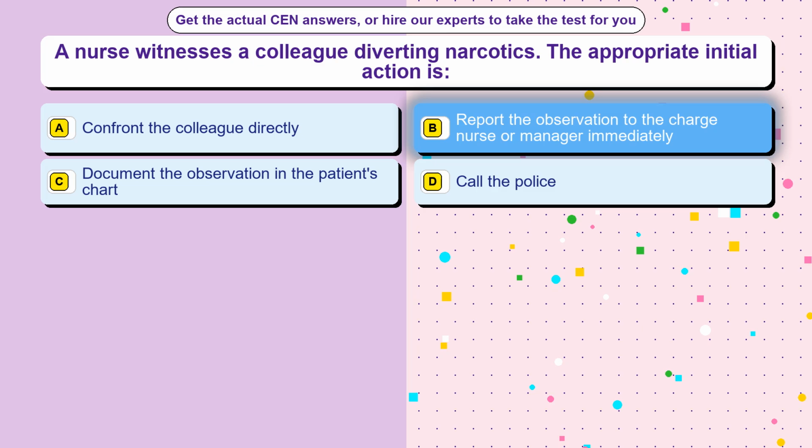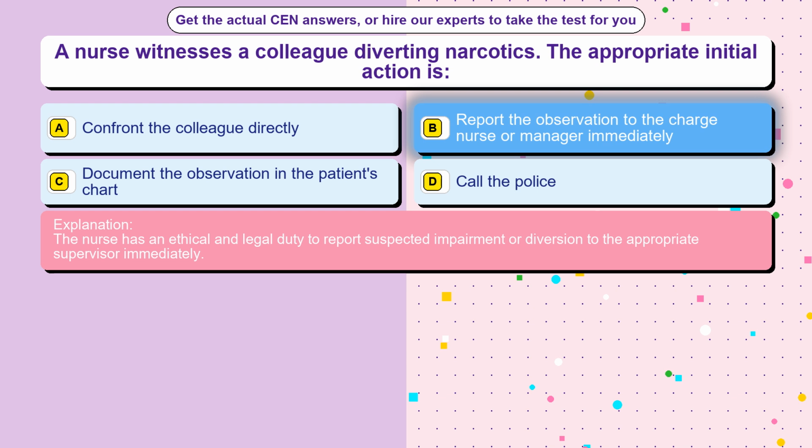The correct answer is option B. Report the observation to the charge nurse or manager immediately. The nurse has an ethical and legal duty to report suspected impairment or diversion to the appropriate supervisor immediately.